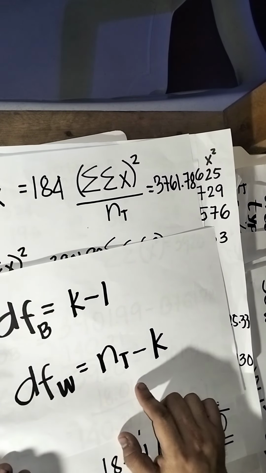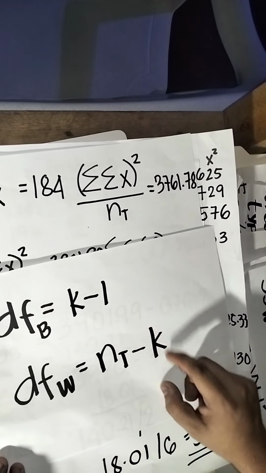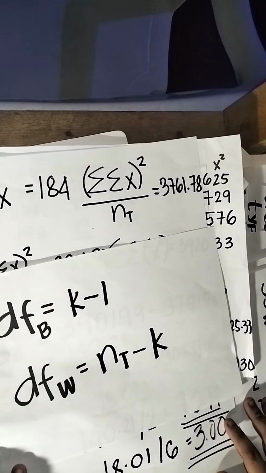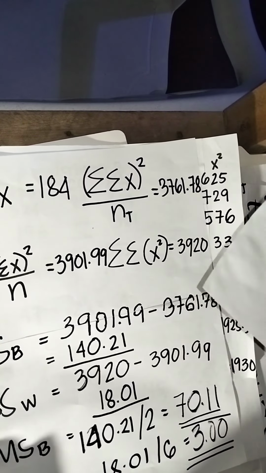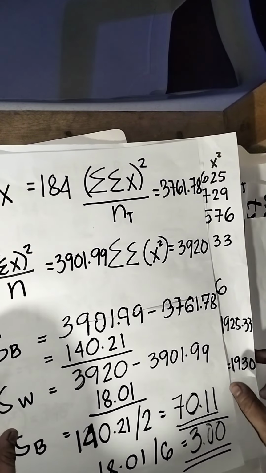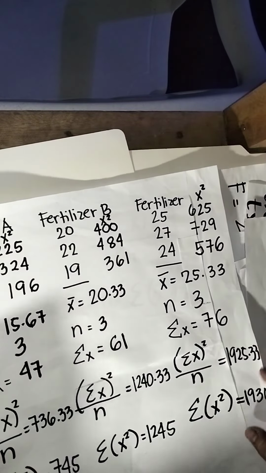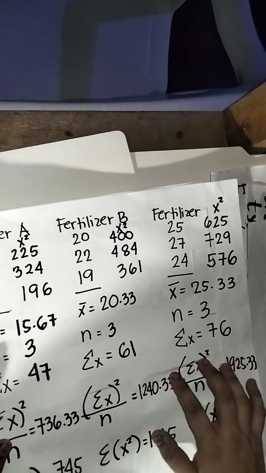Total number of the sample minus the K. Pila man kabuok imo gi-compare na data sa imo column. Okay, so that will be our formula for the degree of freedom. So karon, I will be giving you this particular example.